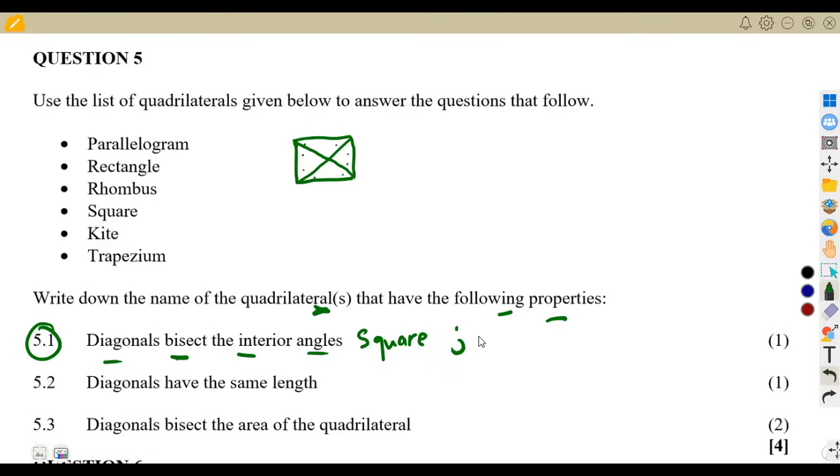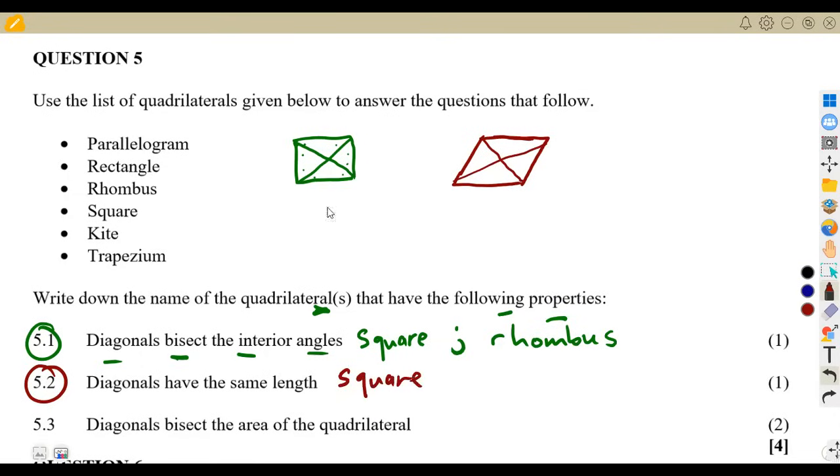But remember, where a square applies, a rhombus is also found there. So we also have a rhombus on that part. Then the diagonals have the same length. A square's diagonals have the same length, but for a rhombus they are not of the same length. Remember, on a rhombus the sides are of equal length, but the diagonals are not, as you can see. For a square, the diagonals are of equal length, and also on a rectangle the diagonals are equal.